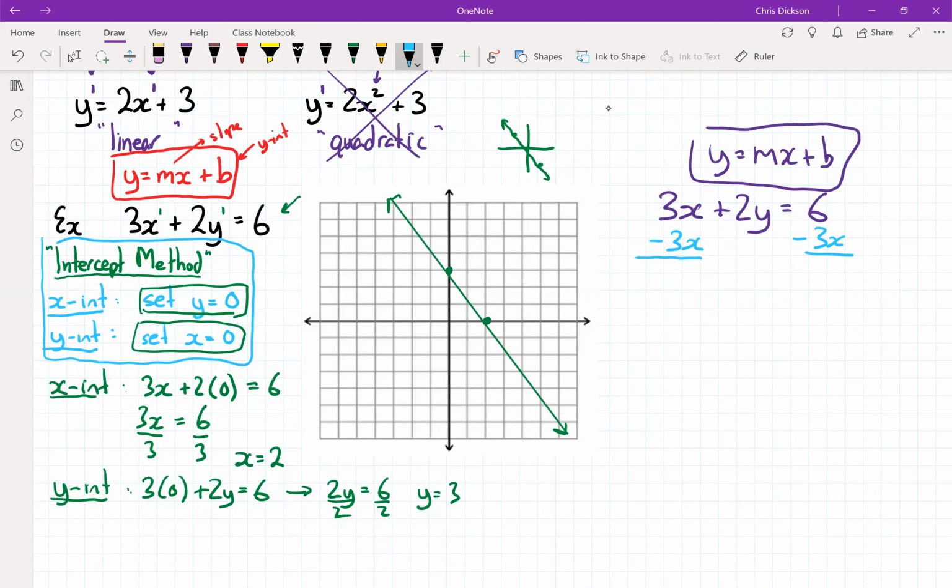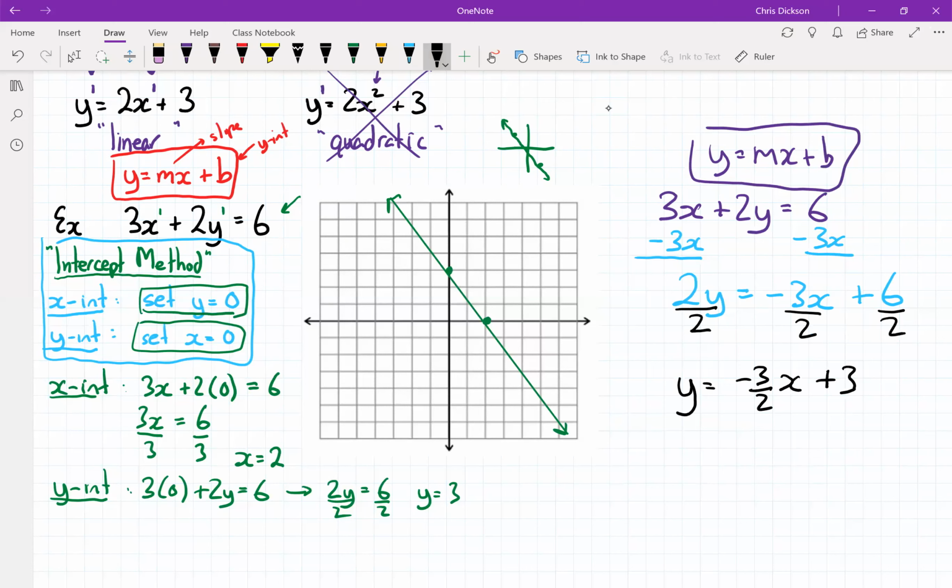So I'd be left with a 2y here. Now, unfortunately, I can't subtract 6 and 3 because one of them has an x with it. So this would be minus 3x plus 6. And now I have to divide every term by 2. So I divide this by 2, I divide this by 2, and I divide this by 2. And so I get y equals negative 3 over 2 x plus 3.